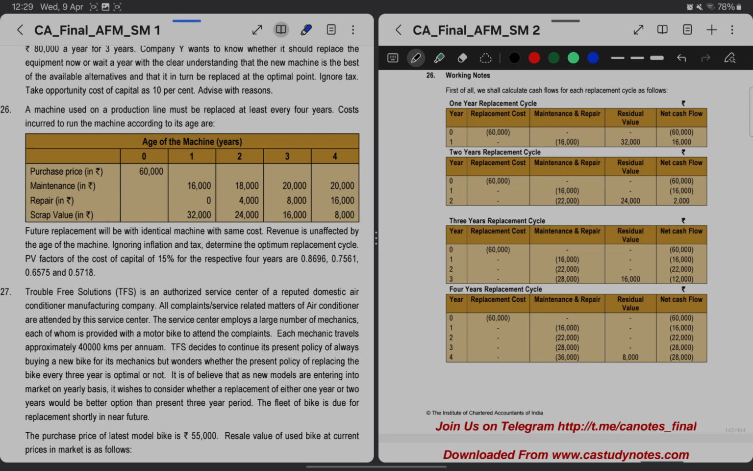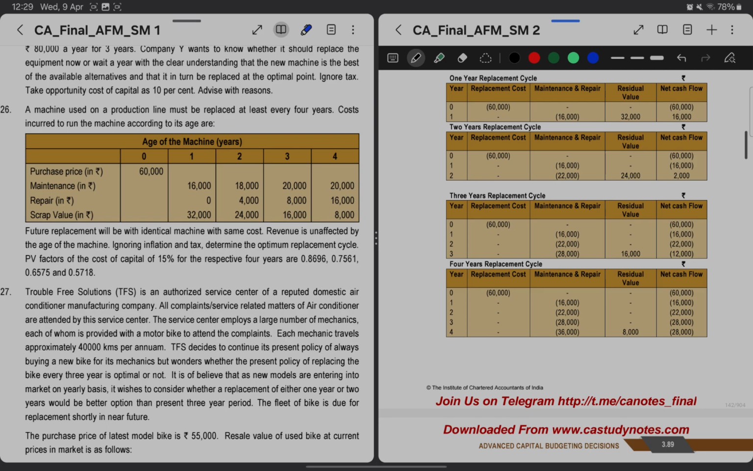Going to the solutions, first they've done this working note to calculate the NPVs. This is not an NPV, it's just a net cash flow. So on a net basis, how much was the cash flow? In the first year, the cash outflow will be 60,000, the same for all the cases. In the first year, the maintenance is 16,000 and the residual value is 32,000, so net of 16,000. Then like that for 2 years, 3 years and 4 years.